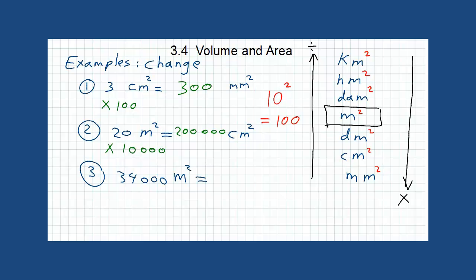Example 3. Change 34,000 square meters to squared kilometer. Now we are going up 3 steps. So we should divide now by 100 3 times. So we should divide by 1 million. And our answer is going to be 34,000 squared kilometers. I think it's easy and clear how to do it. By this, we reach the end of our lesson.